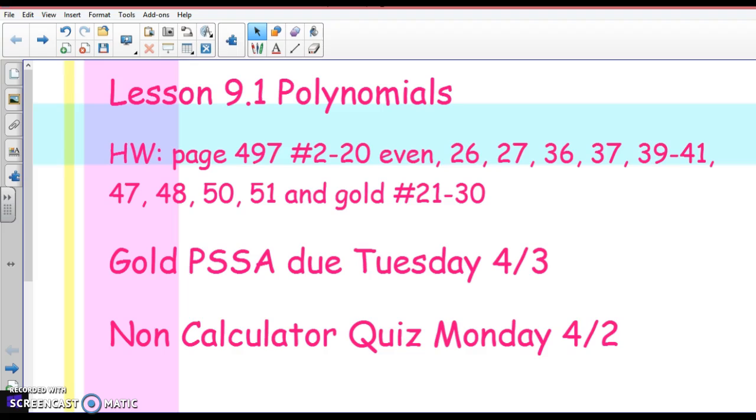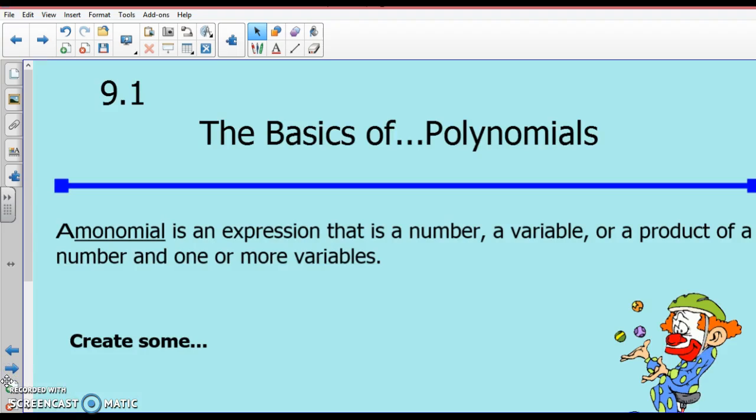We are talking today about lesson 9.1. Here's the homework that goes along with it. This unit starts polynomials. We're going to do all kinds of things with them. Add, subtract, multiply, divide. We're going to factor. We're going to start solving quadratics. It's a very important unit.